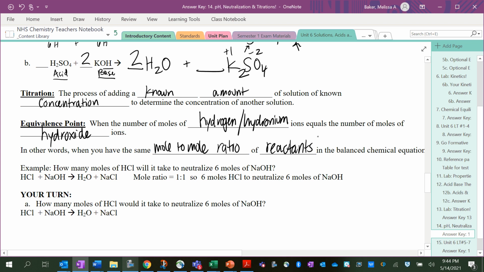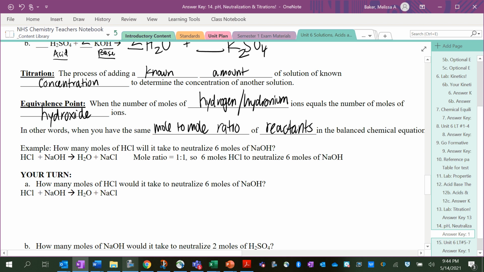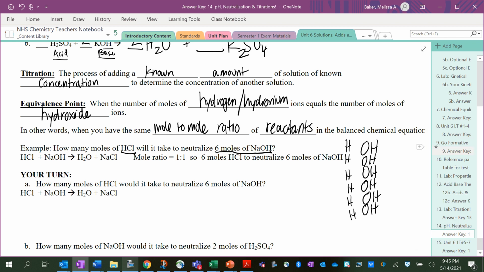So let's look at an example of that. How many moles of HCl does it take to neutralize 6 moles of NaOH? Okay, well, HCl has 1 H per molecule and NaOH has 1 OH per molecule. So if you've got 6 moles of OHs, how many moles of H's do you need to cancel out? And the answer would be 6, because it's a 1-to-1 ratio.